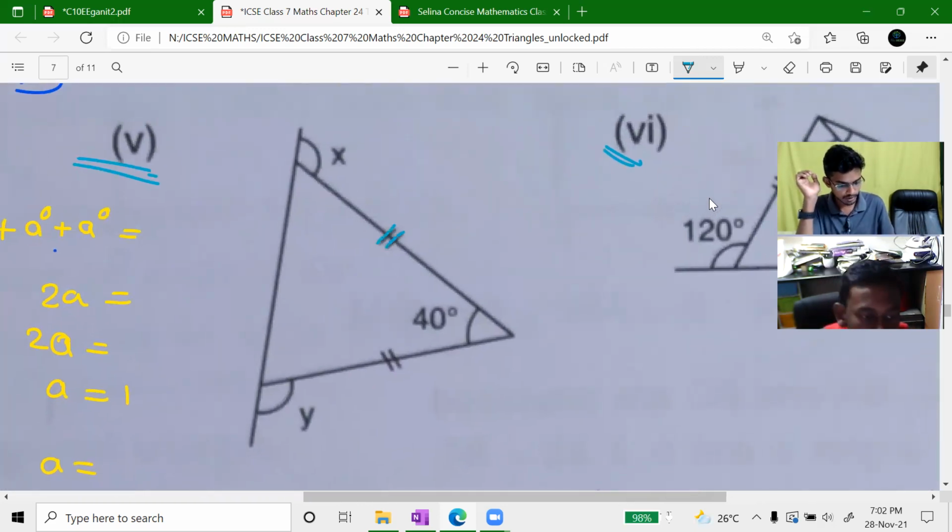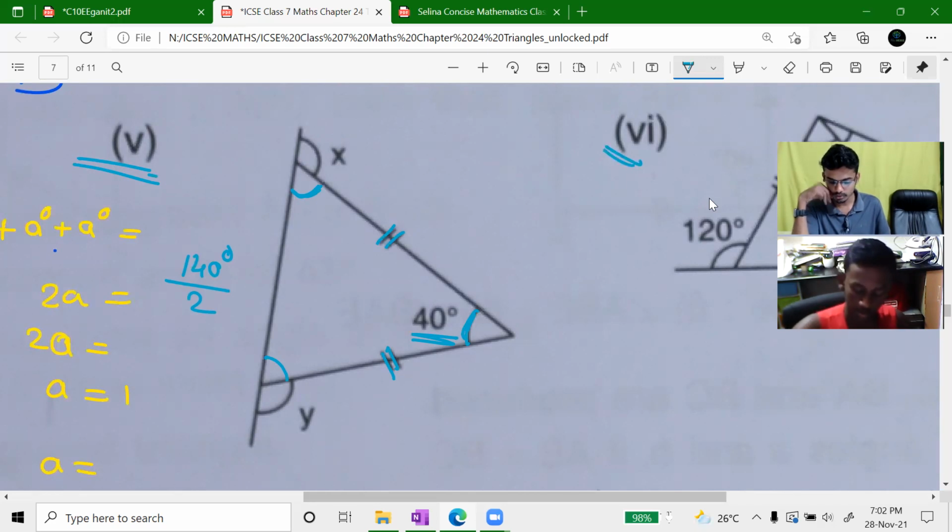They have said that these two are equal to each other and this is 40 degree. So can you find out this angle? Both are equal. If this is 40 degree, then both will be 140 degree. 140 degree divided by 2, 70 degree. Perfect. And this will also become 70 degree.